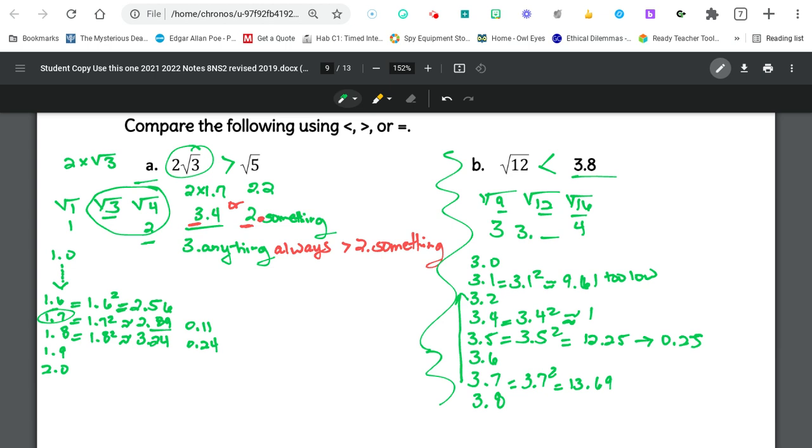That's 11.56. That's like 4 cents away from 12. So the square root of 12 is basically 3.4, which is less than 3.8. But I knew it was less than anyway, because the square root of 12 I knew was closer to the square root of 9, which is 3. It was closer to that side, so I knew it was less than something up here, okay? It's less than 3.8. I definitely know that.